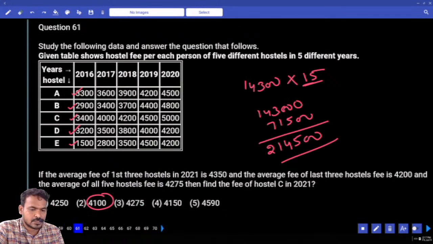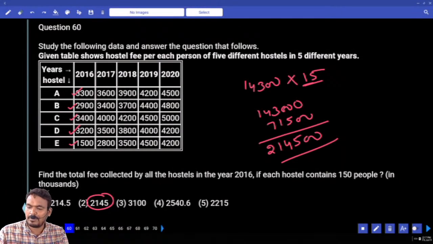Actually it is multiplied by 150, or 150 means we are getting another 0. That is 2145000. Means which option? Second one.